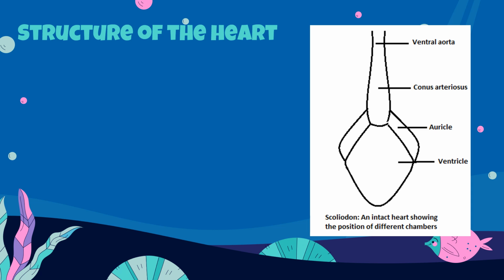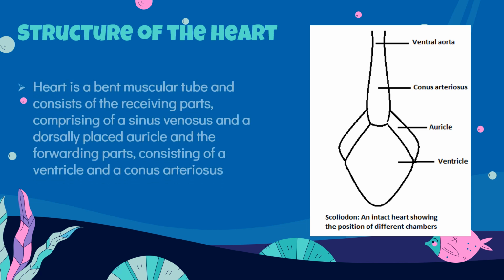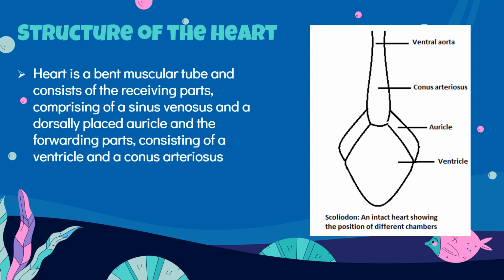Let's discuss in detail the structure of the heart. The heart is a bent muscular tube and consists of the receiving parts, comprising a sinus venosus and a dorsally placed auricle, and the forwarding parts, consisting of a ventricle and a conus arteriosus.